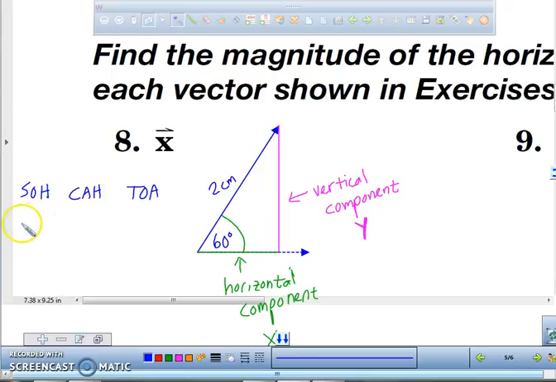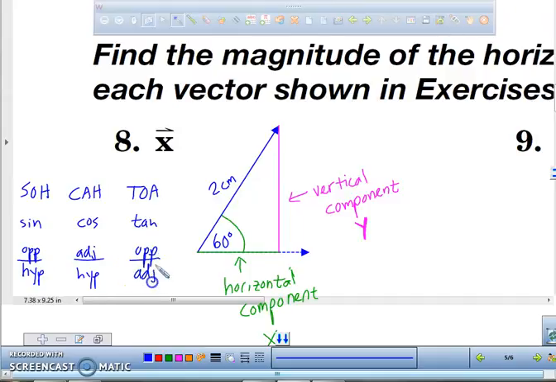So in your journal right now, let's review it real quick. Label this one as sine. Label this one as cosine. Label this one as tangent. Make sure for the sine you put opposite over your hypotenuse. Cosine is the adjacent over hypotenuse, and tangent is opposite over adjacent.